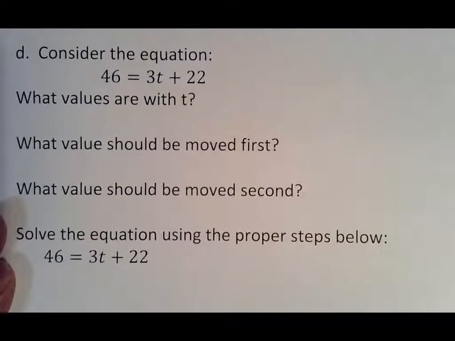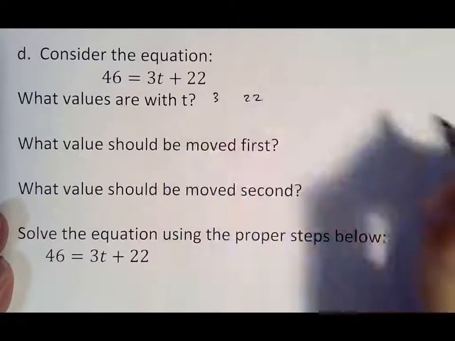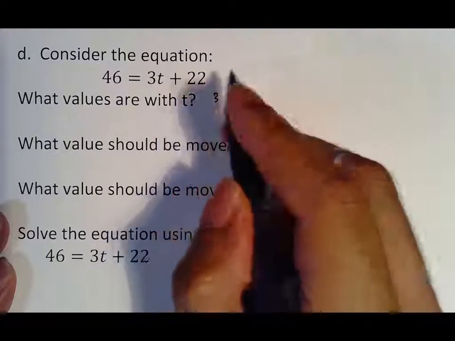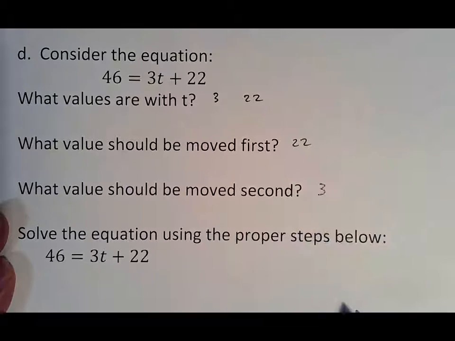Same thing on the other side. What values are with t? Should be 3 and 22. What value should go first? For right now, just remember this number that's being added on will go first. The value that should be going second is the value that's attached.